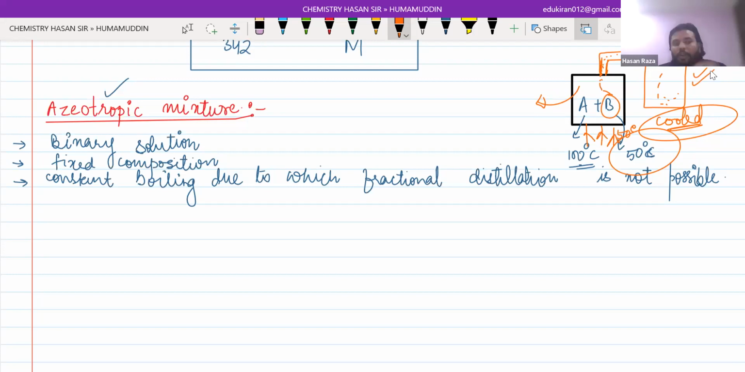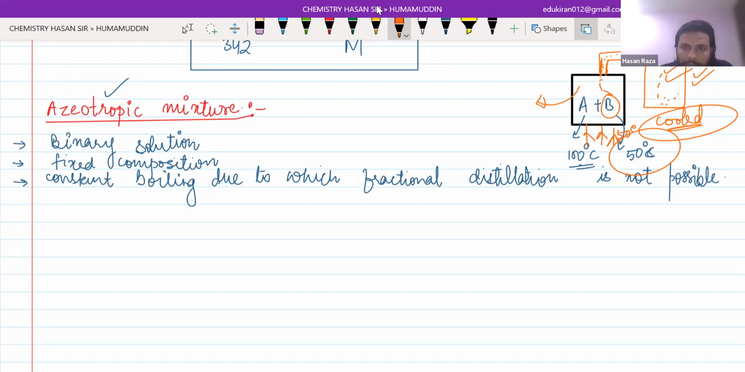But what happens in an azeotropic mixture, when you mix a binary solution in a fixed composition and get an azeotropic mixture, the boiling point will be the same for both, and it is not possible to separate them with the help of fractional distillation, because both will have the same boiling point. If you want to boil it or convert it into vapor, both will be converted into vapor together and both will travel to the other container. Are you getting my point, both of you?